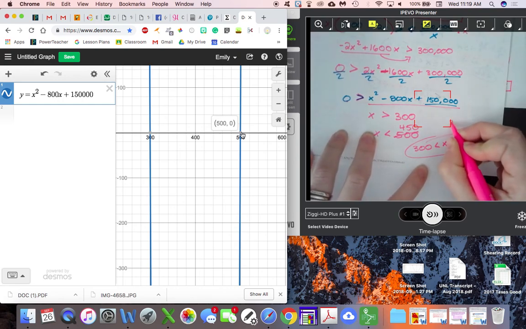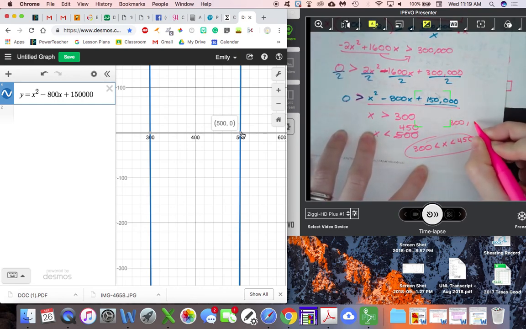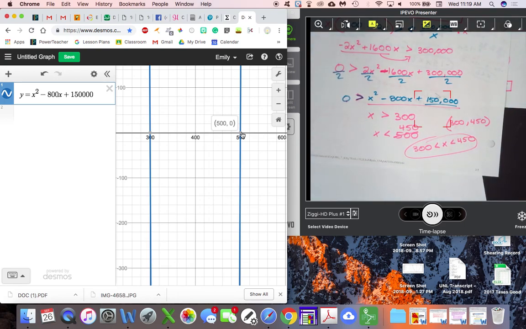If you write that in interval notation, I have to have somewhere between 300 and 450 printers with parentheses around them. That's how many I can have, and that's it. Good? Make sense? Clear as mud?